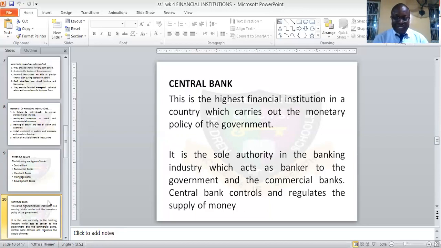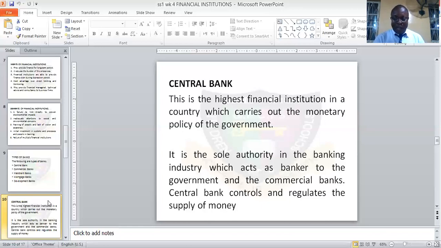So the central bank doesn't accept deposits from the customers. It is not possible for the central bank to accept deposits from customers. They only have authority as the banker to the government and to the commercial banks. They also control and regulate the supply of money.